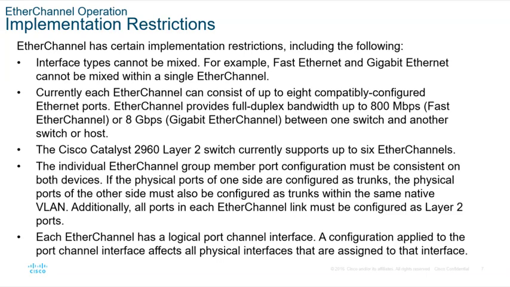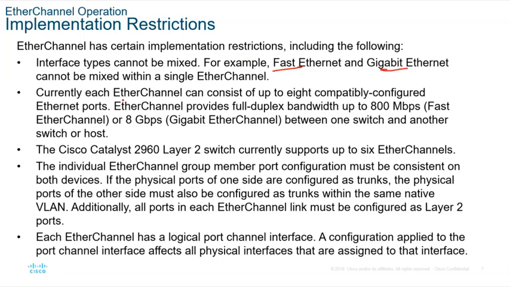So implementation restrictions: what you're not supposed to do. If you do it, then automatically you're going to have problems. Interface types cannot be mixed. I already explained that. You cannot mix Fast Ethernet with Gigabit Ethernet. Make sure that they are the same. It's Fast Ethernet with Fast Ethernet, Gigabit with Gigabit.